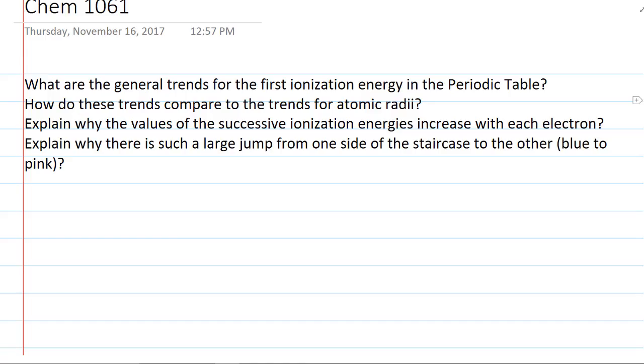Who cares to give this a shot? Let's start with the first one here. Go ahead, Mohammed. I think it's closer to noble gases. It takes more ionization energy to get it closer to noble gases. Like when it reaches noble gas, it doesn't take no energy.